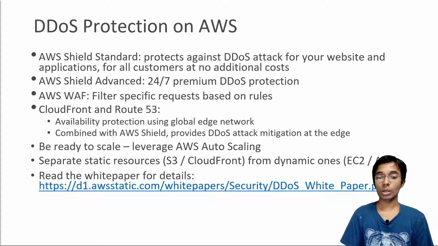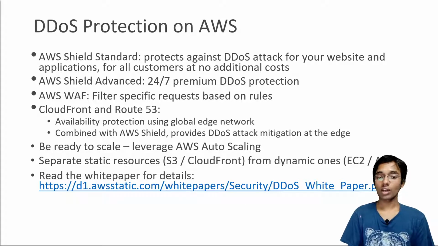You have AWS WAF, or Web Application Firewall. This is not specifically for DDoS, but it can help you filter specific requests based on rules. For example, you can say if the request is more than 5 megabytes, then drop it right away because it looks like a bad request. So Web Application Firewall is more for application level protection, but it can still help you filter some specific requests based on rules and help you survive a DDoS attack event.